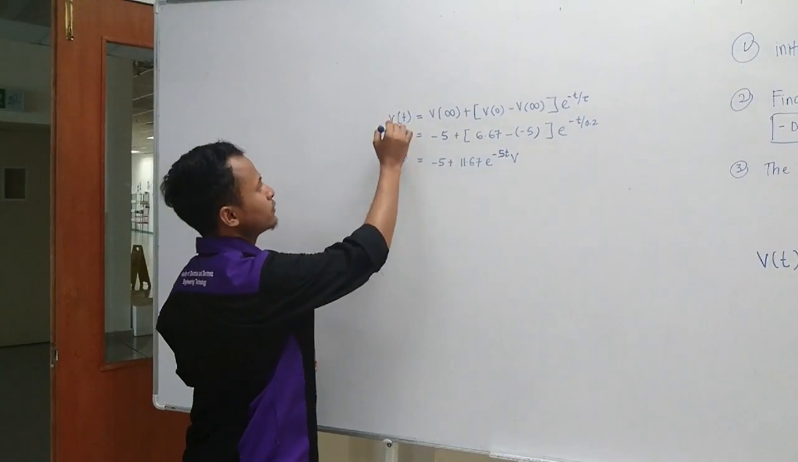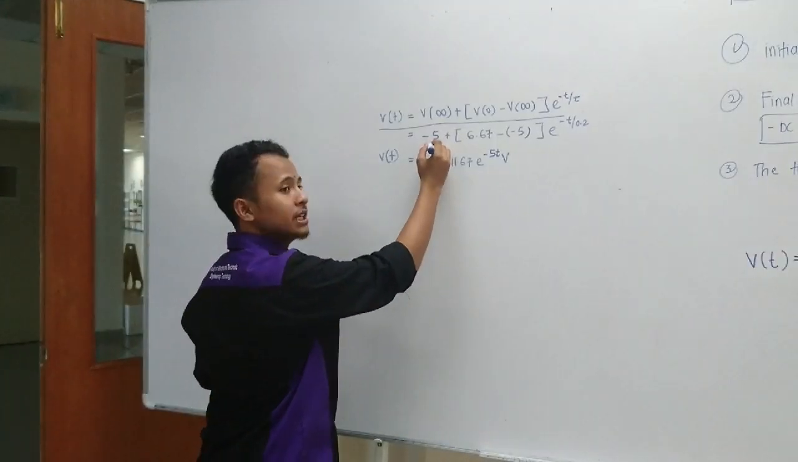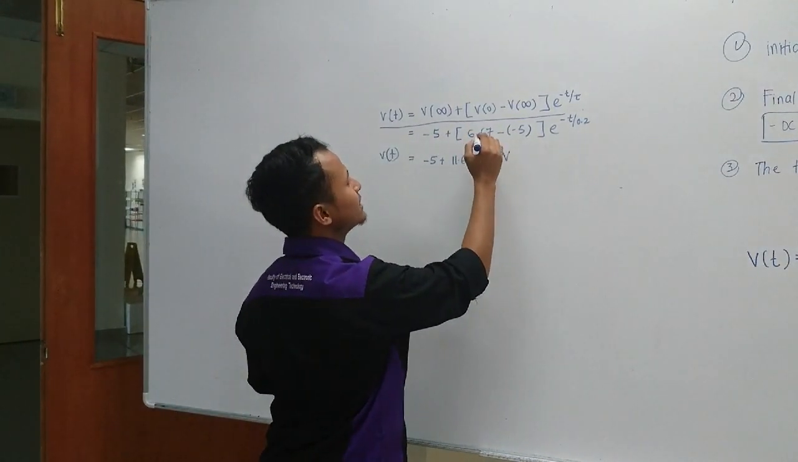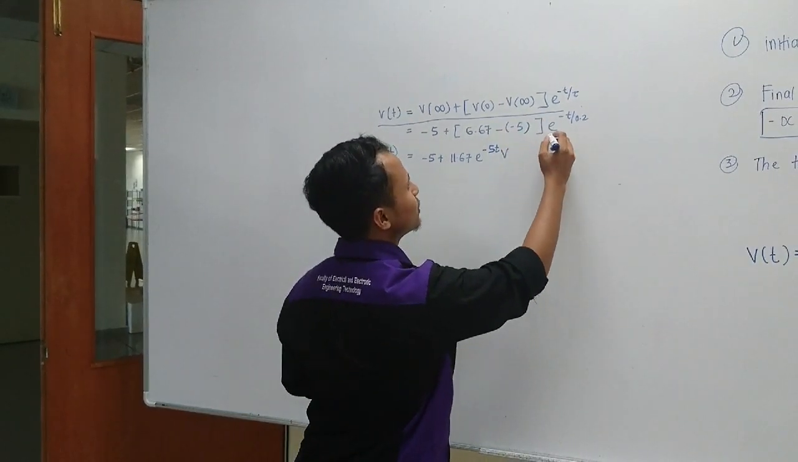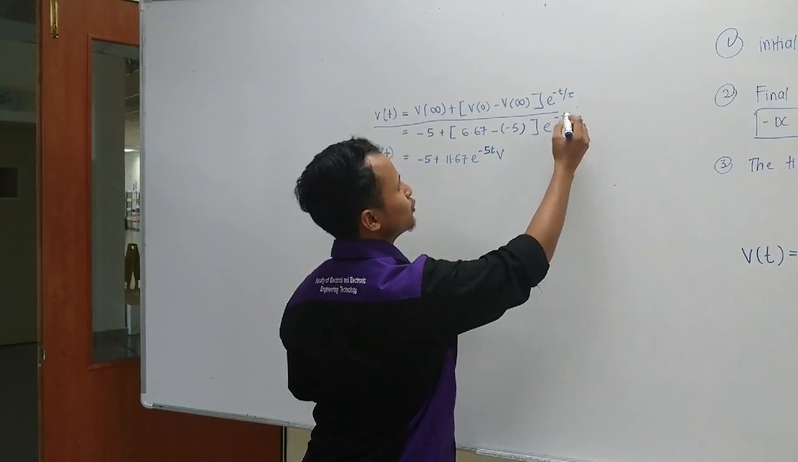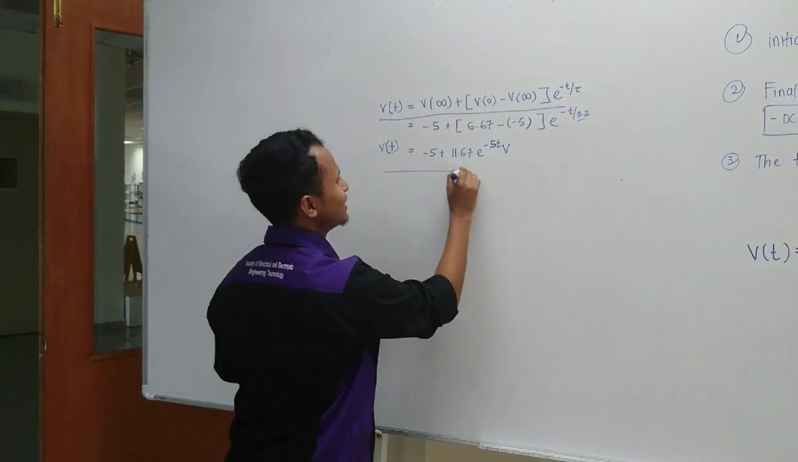Let's carry on to the other side. By using the formula, we know that V infinity is negative 5, plus V not 6.67 minus negative 5, times e to the power of negative t over 0.2. 0.2 is tau. So the answer is V(t) equal to this.